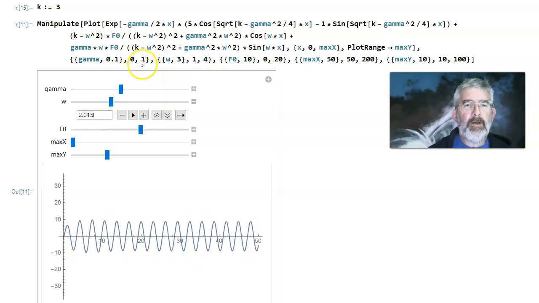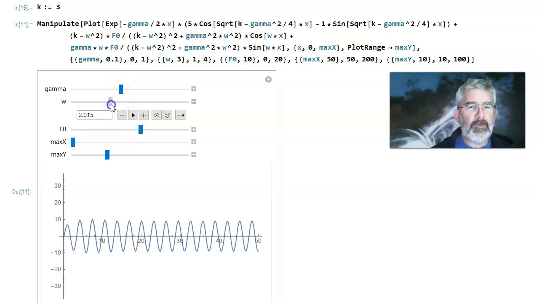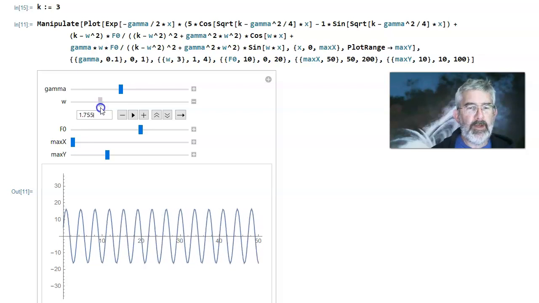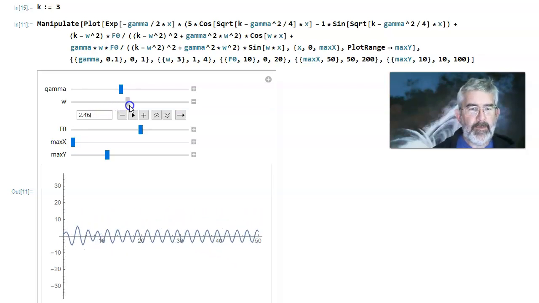And it all comes down to this k minus omega squared in the denominator. So when omega is close to the square root of k, that denominator gets small and the output of the steady state solution gets large.